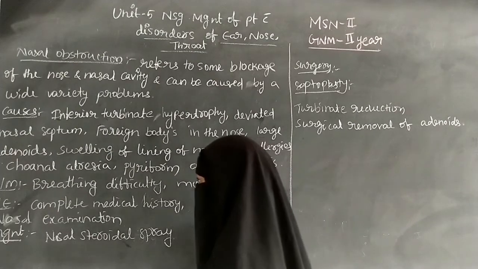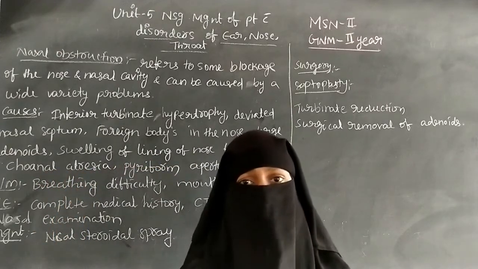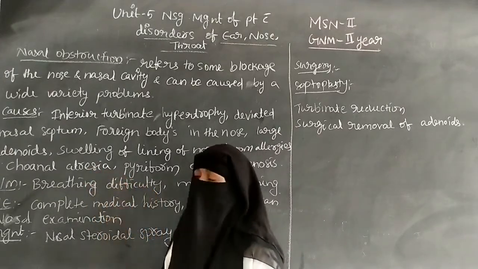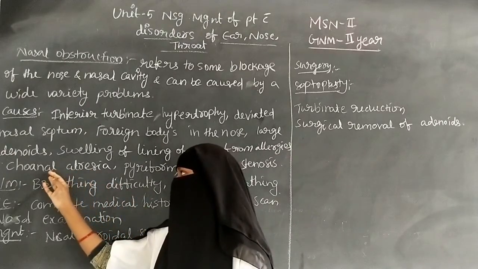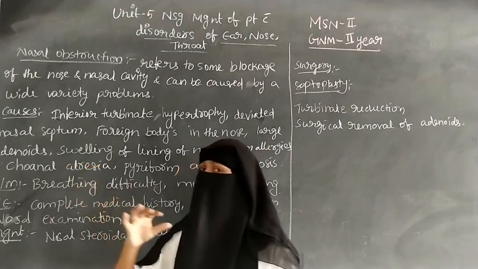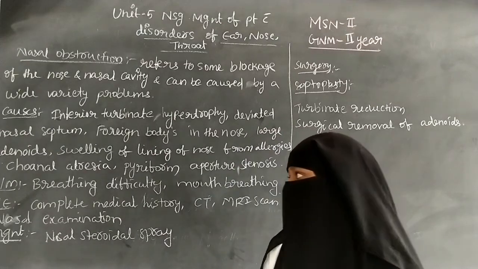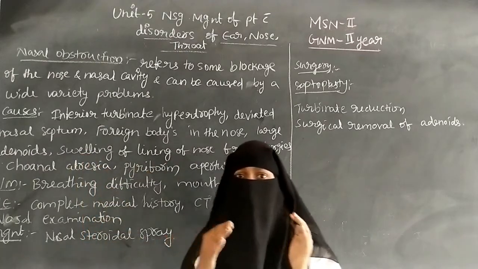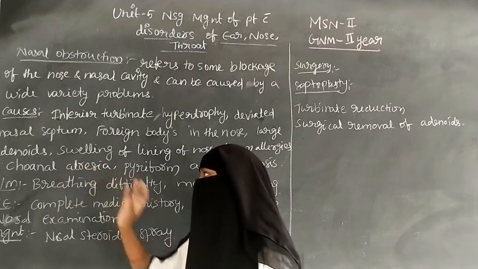So the next one is choanal atresia. Choanal atresia is a congenital disorder, which means it is present by birth itself. So in choanal atresia, what will happen? The back side of the nasal passage becomes blocked. Because the back side of the nasal passage is blocked, it is called choanal atresia.